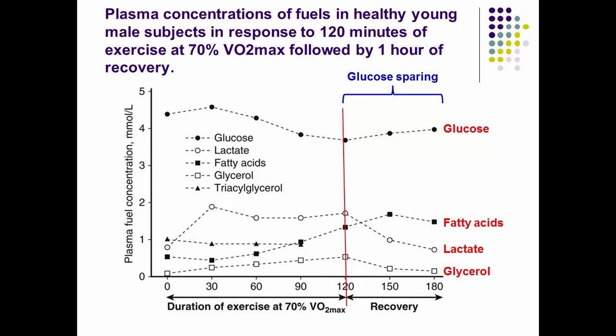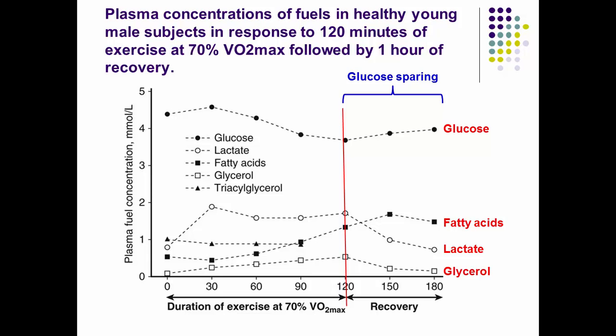And this slide, I think, is about the concentration of fuel in a healthy young male subject in response to 2 hours of exercise at 70% VO2 max, followed by 1 hour of recovery. So I think this probably gives us a better idea of how energy fuels are utilized during exercise, and 2 hours of exercise is pretty much like a marathon, right?